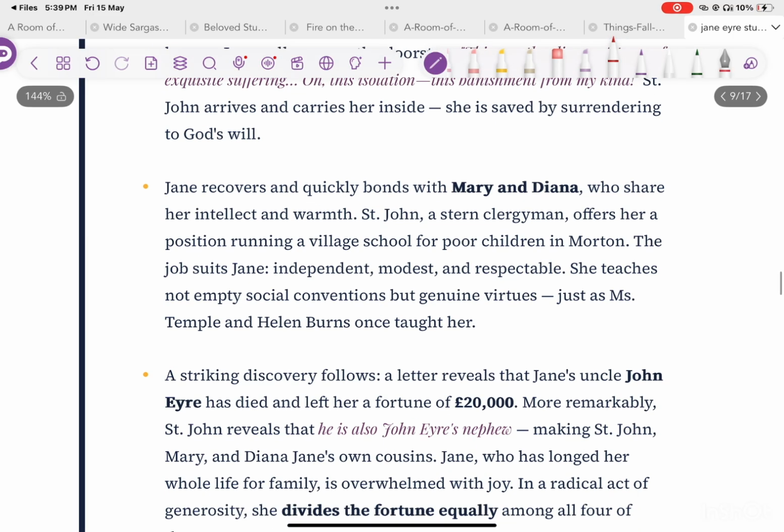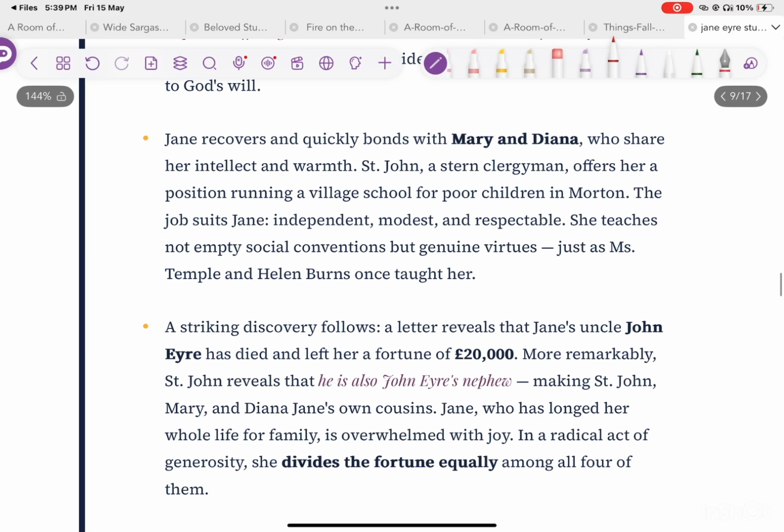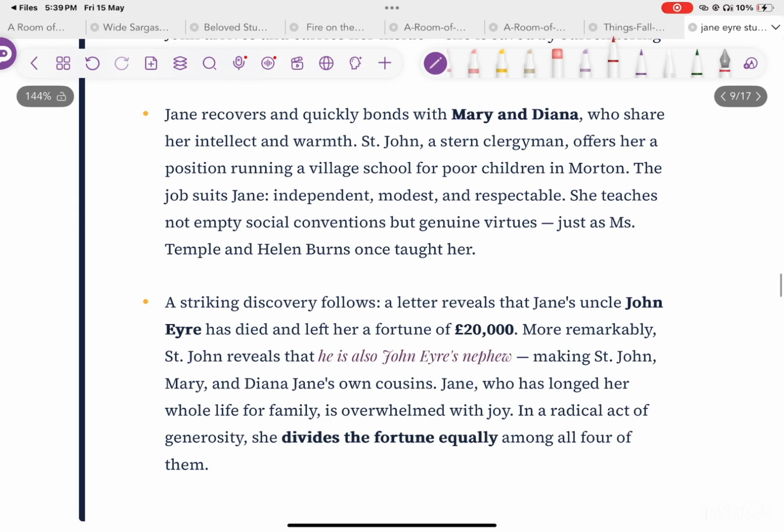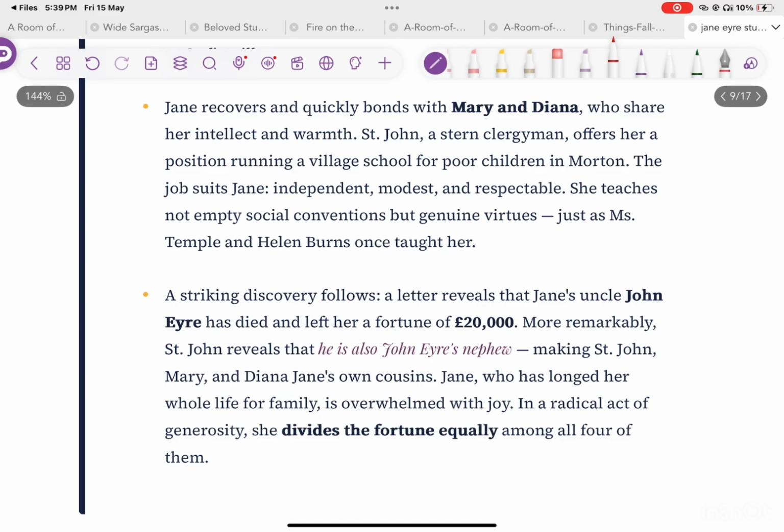Jane recovers and quickly bonds with Mary and Diana, who share her intellectual warmth. St. John, a stern clergyman, offers her a position running a village school for poor children in Morton. The job suits Jane. It makes her independent, modest, and respectable. She teaches not empty social convention but genuine virtues.